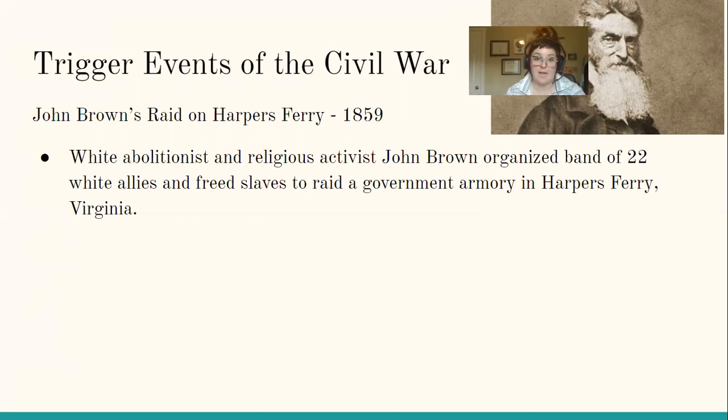He organized a band of 22 white allies and also some freed slaves to raid a government armory in Harpers Ferry, Virginia. So an armory is like where the government, where the military keeps all their guns and cannons and stuff. And basically John Brown's idea was that this band would go and capture this armory and then distribute all the weapons to the enslaved people and allies around them, and then essentially start a violent uprising to free the slaves.